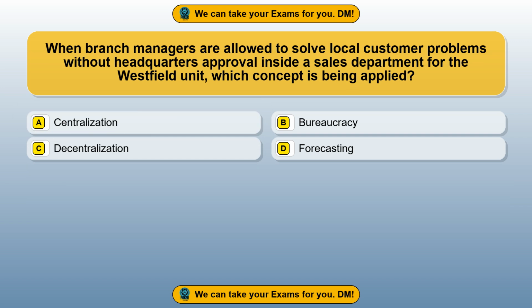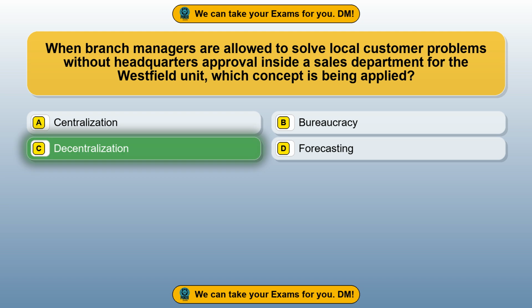Question 72. When branch managers are allowed to solve local customer problems without headquarters approval inside a sales department for the Westfield unit, which concept is being applied? Option A, centralization. Option B, bureaucracy. Option C, decentralization. Option D, forecasting. The correct answer is option C, decentralization.